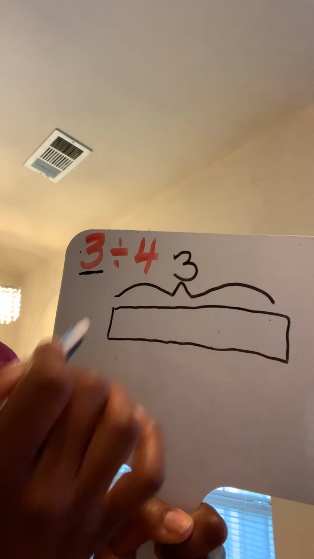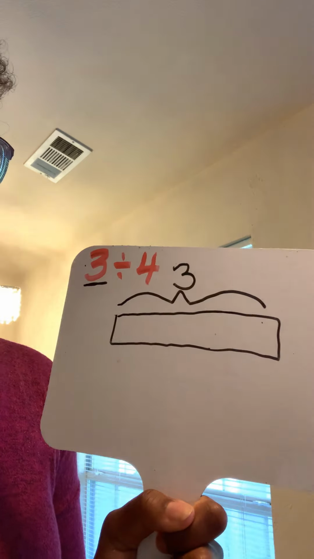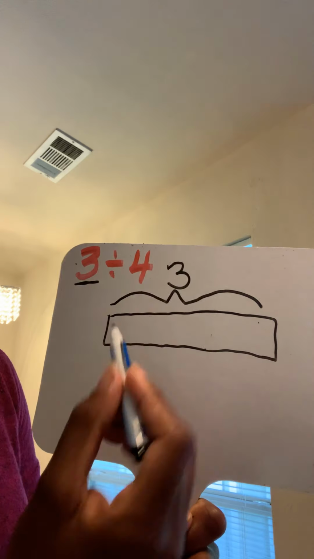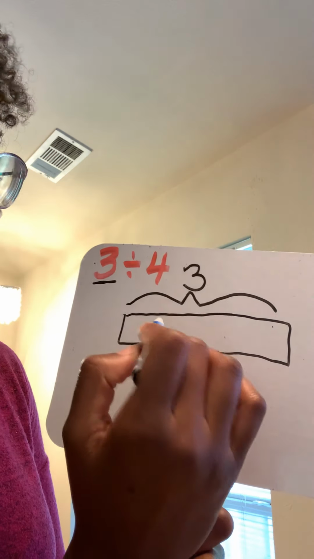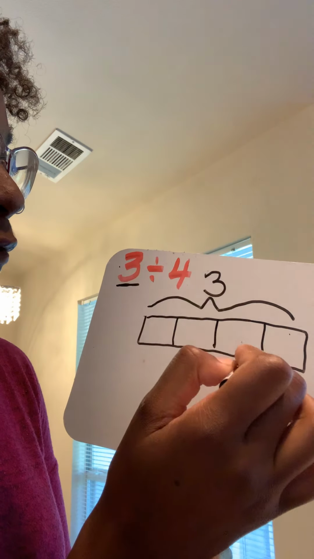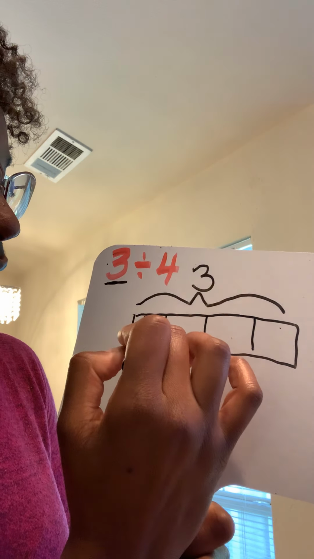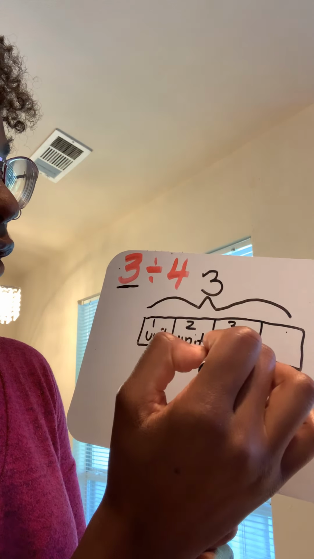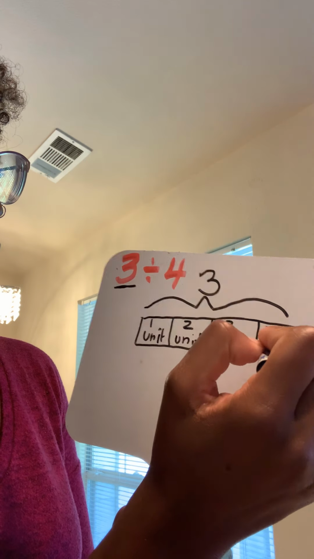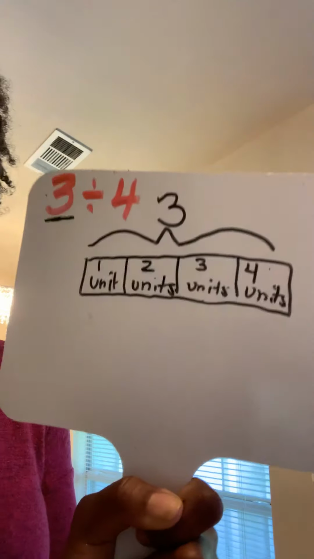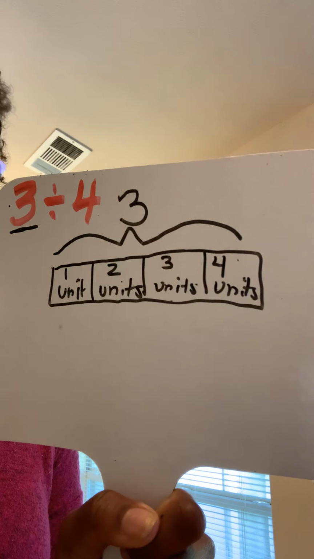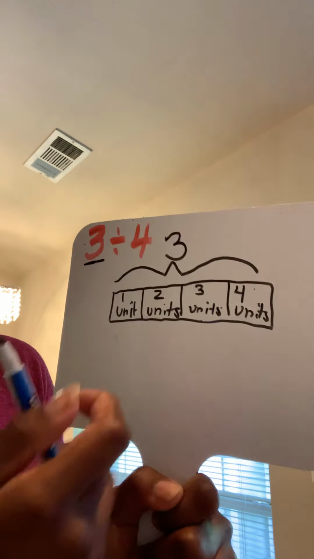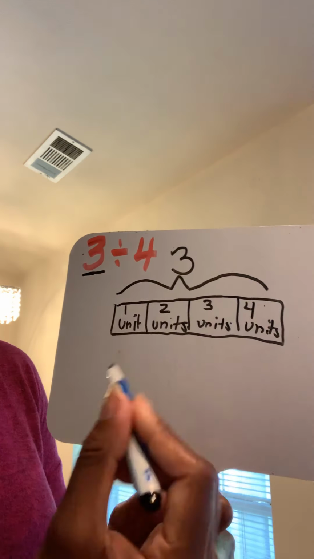All right. Now our 4 is going to represent the number of units, because we're dividing our 3 by 4. So we've got to divide our 3 by 4. So we've got 1 unit, 2 units, 3 units, and 4 units. All right. So this is the first step you've got to do. Now your second step is to write it out. So we're going to write the number of units, which we have 1, 2, 3, and 4 all together.